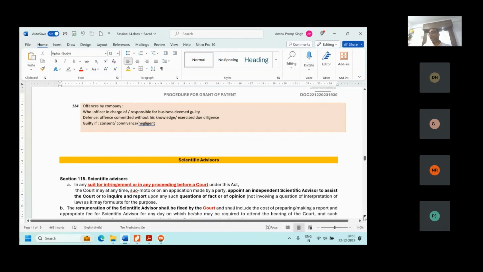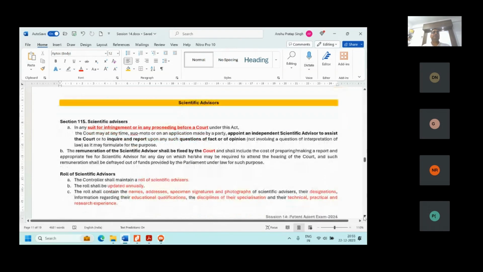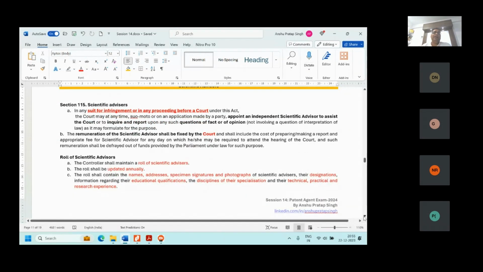Now comes scientific advisors and patented. Okay, scientific advisors. Scientific advisors are nothing but experts who are needed by the court in a suit for infringement. There might be a need for subject matter experts. These are the subject matter experts in this area. For that, they are appointed to assist the court.